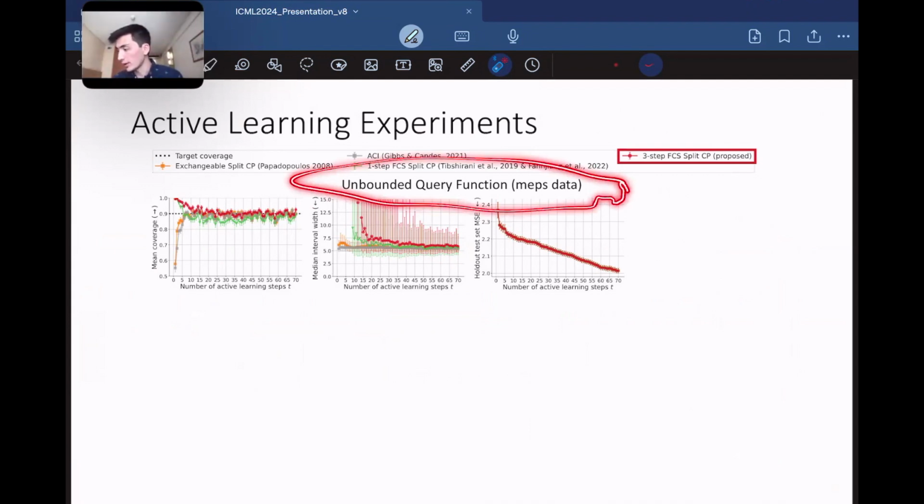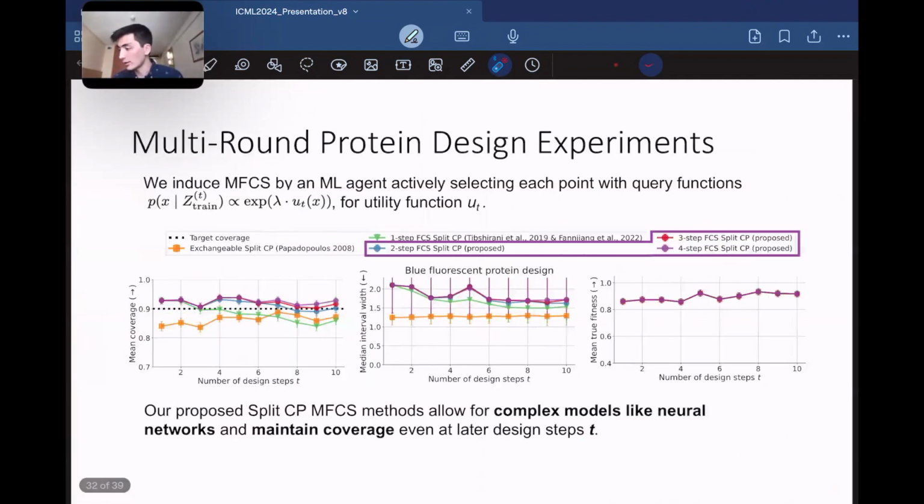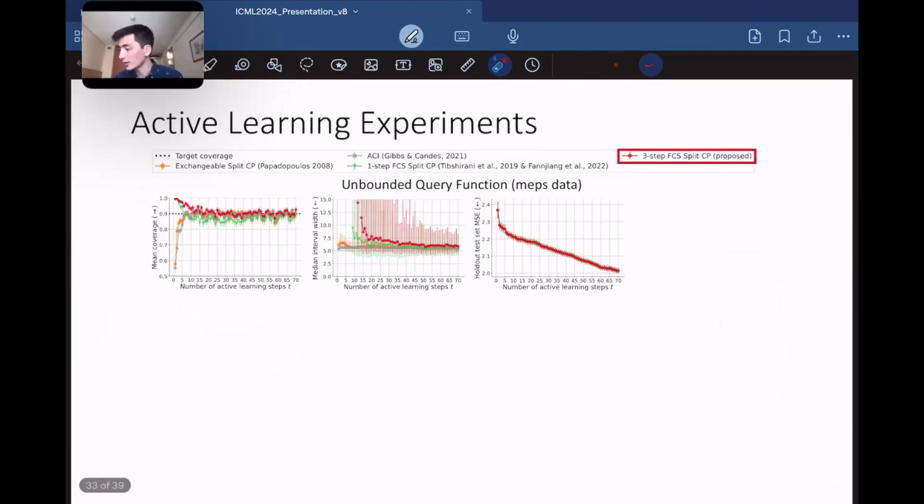So first looking at the unbounded query function, the same that we have there, except now the utility that we're optimizing for is the posterior variance, so trying to select points that the AI model thinks are very uncertain at each time step in order to minimize mean squared error over time. And our proposed multi-step method allows for maintaining coverage above the target level, even at later steps in the time horizon, where baselines lose coverage.